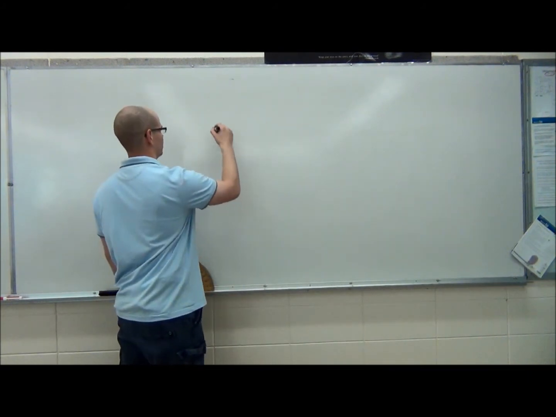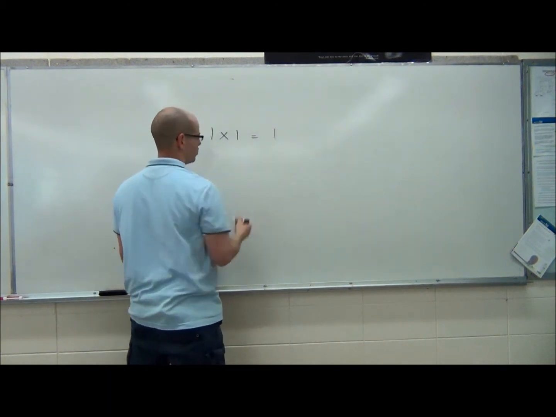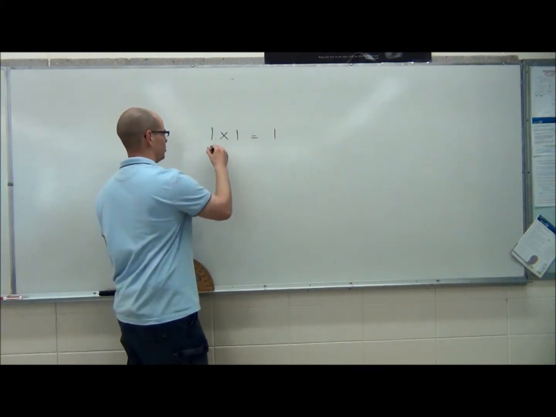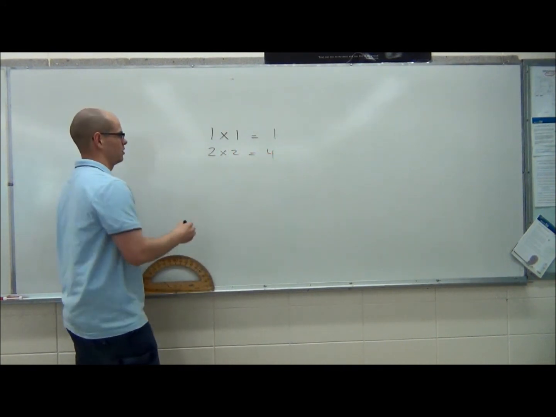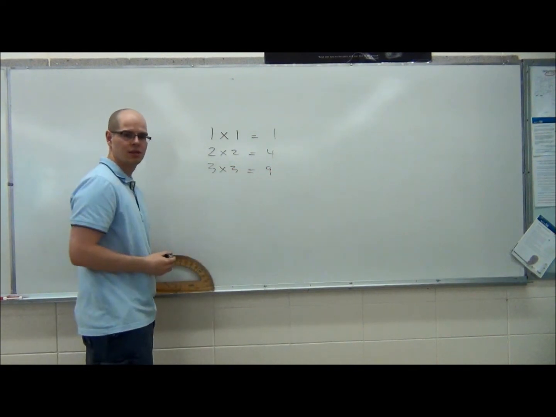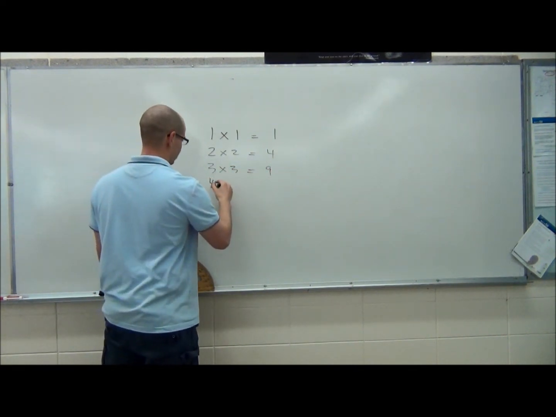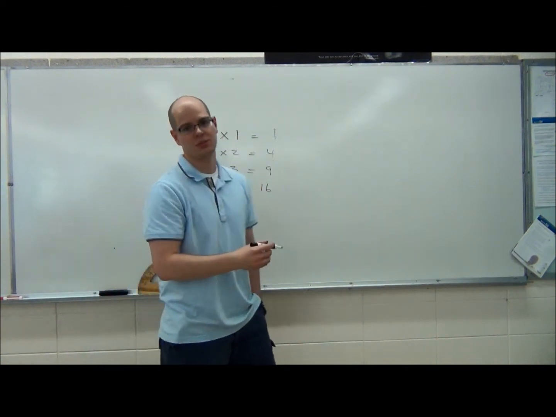So, for instance, 1 times 1 gives us 1. It means 1 is a square number. 2 times 2 gives us 4. 4 is also a square number. 3 times 3 gives us 9. It means 9 is a square number, and so on. This is a quick way to make yourself a list of all the possible square numbers.